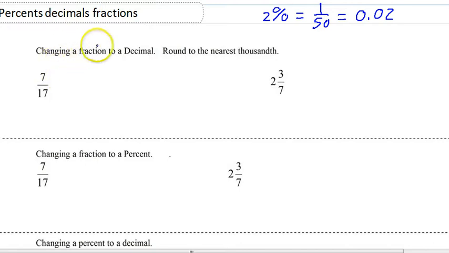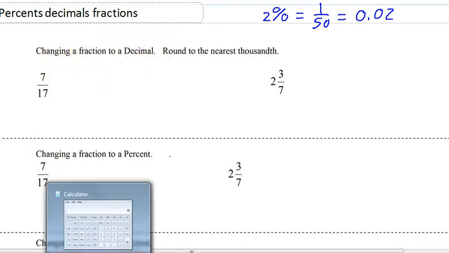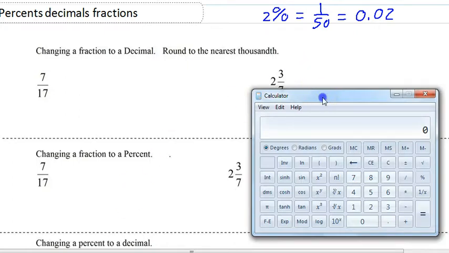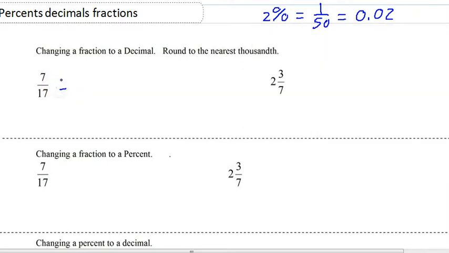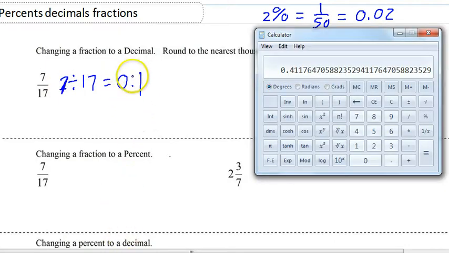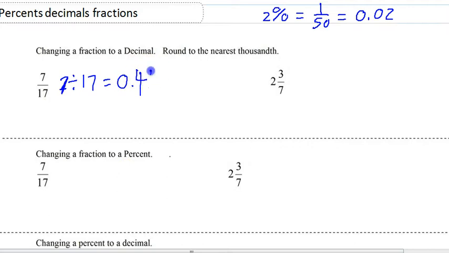Here's how you change a fraction to a decimal. You divide. So you just take your calculator and you enter it in exactly how it appears. It's 7 divided by 17. And then there is your decimal. So 7 divided by 17 equals 0.41, and we'll round to 2.